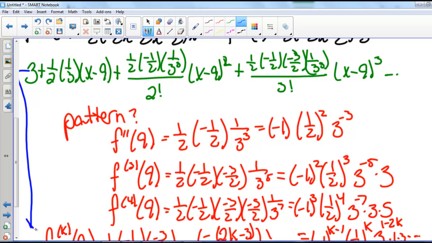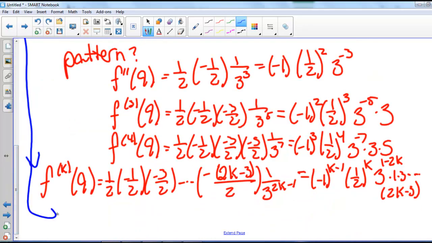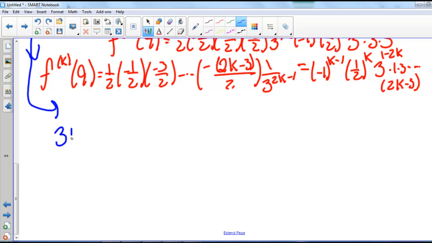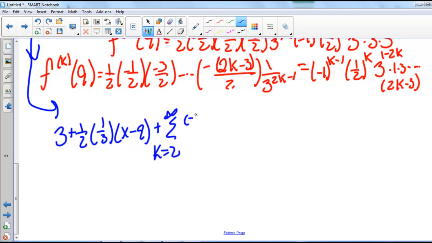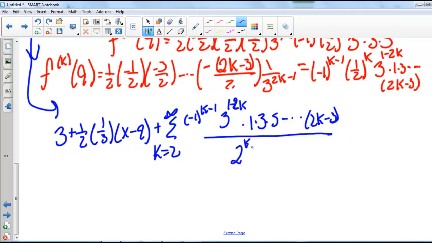So our Taylor series then is 3 plus 1/2 times 1/3 times x minus 9 plus the series k equals 2 to infinity of negative 1 to the k minus 1 times 3 to the 1 minus 2k times 1 times 3 times 5, etc., up to 2k minus 3 divided by 2 to the k times k factorial times x minus 9 to the k.